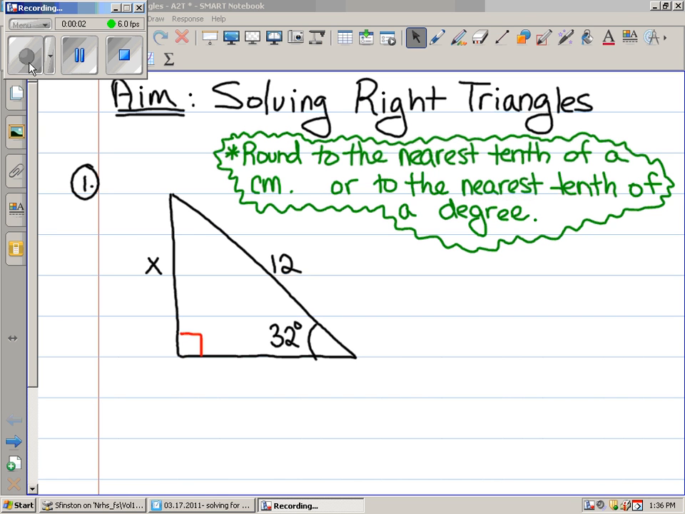Today we're talking about solving right triangles. We're solving for angles and we're solving for sides. For the first couple problems, 1 through 5, we're going to be solving to the nearest tenth, whether it be a side or a degree. And let's do this now.